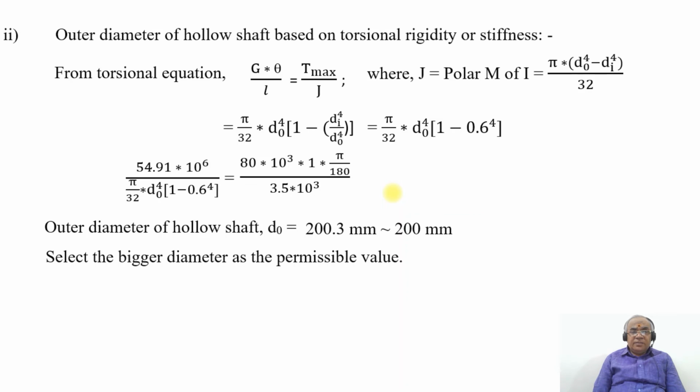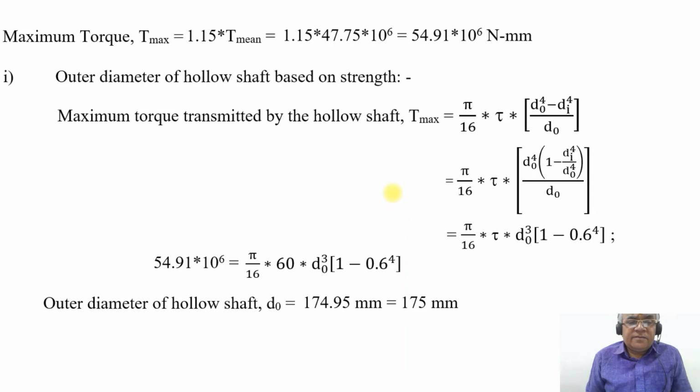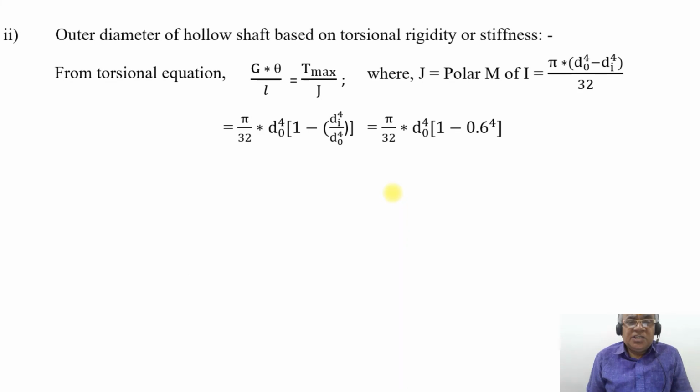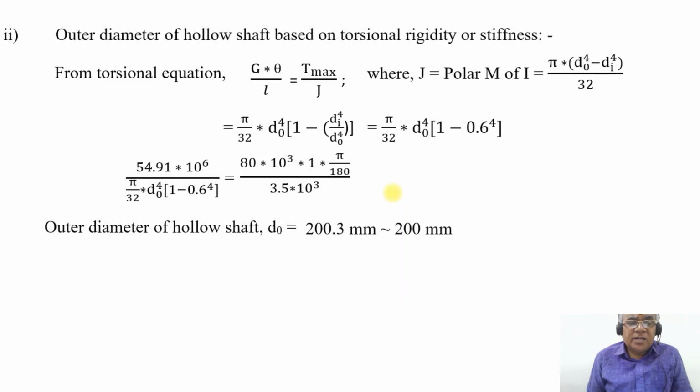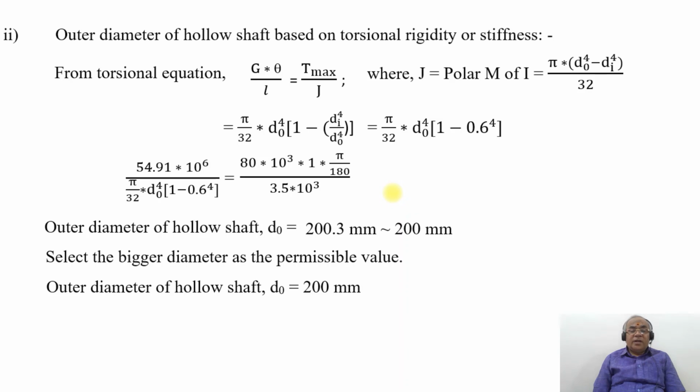So similarly, based on the torsional rigidity, we have obtained the outer diameter of the hollow shaft as 200 mm. Based on strength, d naught is 175 mm. Considering both the strength and the rigidity criterion, the outer diameter of the hollow shaft is approximated to 200 mm. So comparing between these two, select the bigger value, which is d naught equal to 200 mm, that is the outer diameter of the hollow shaft.